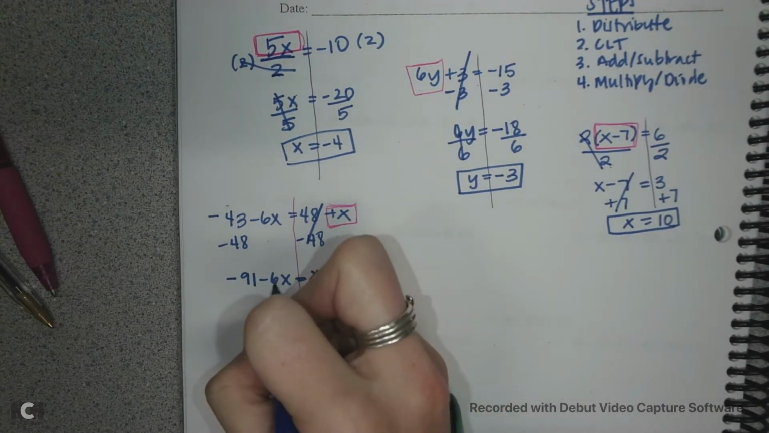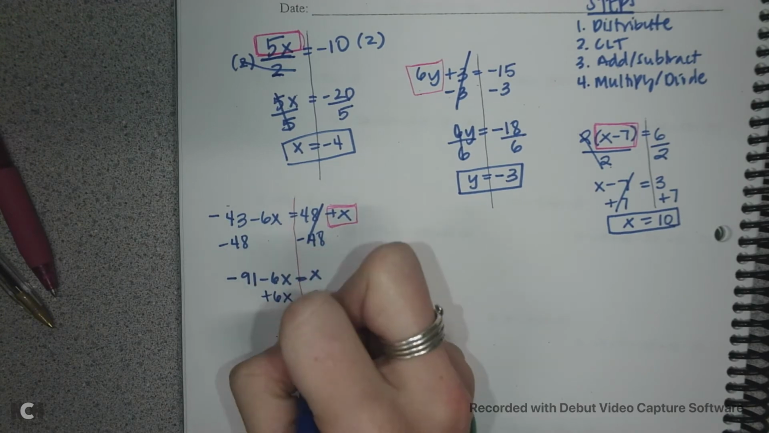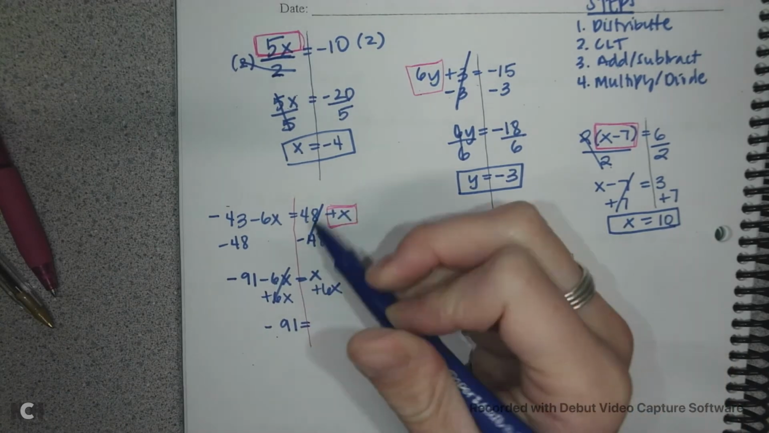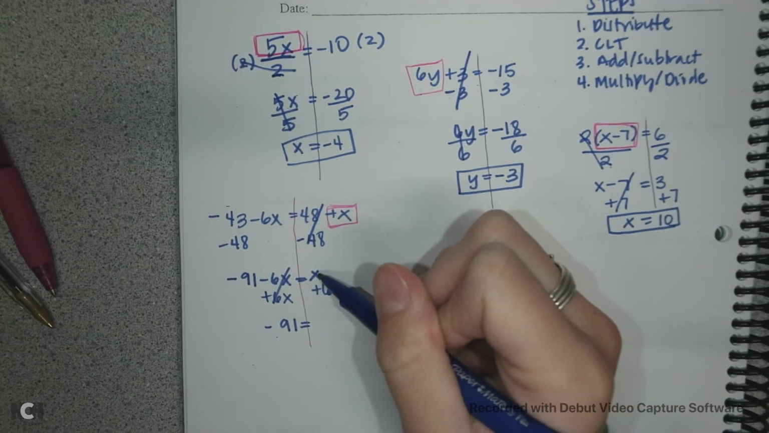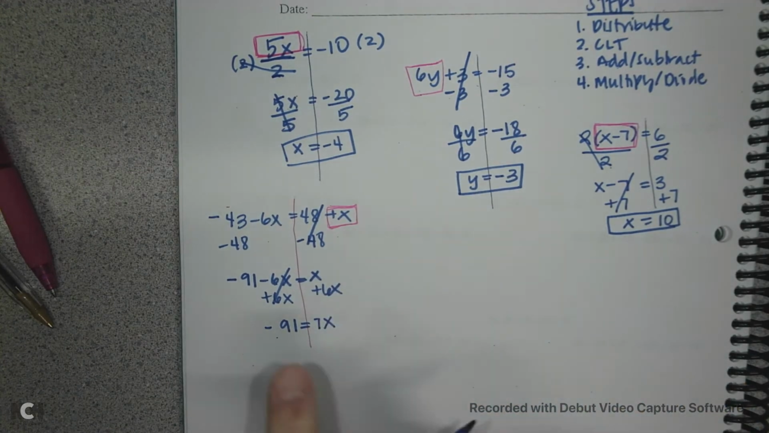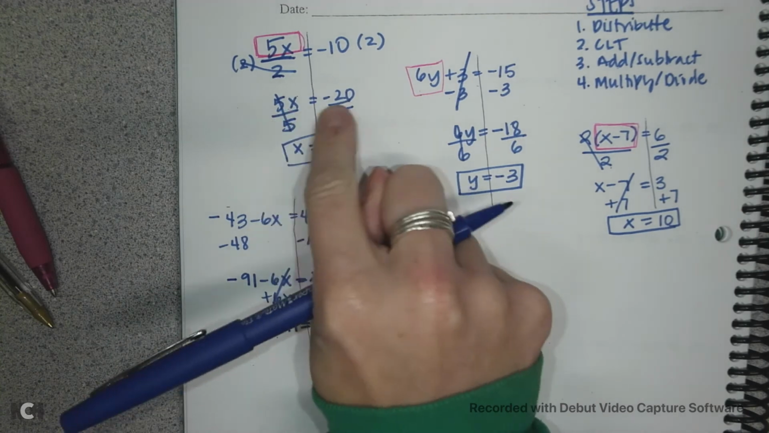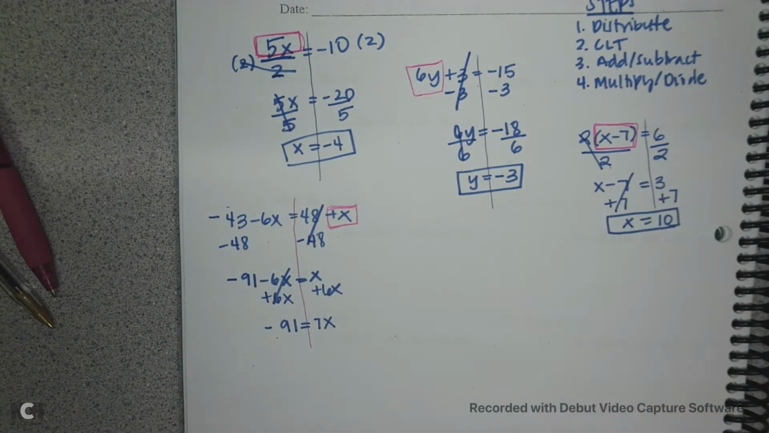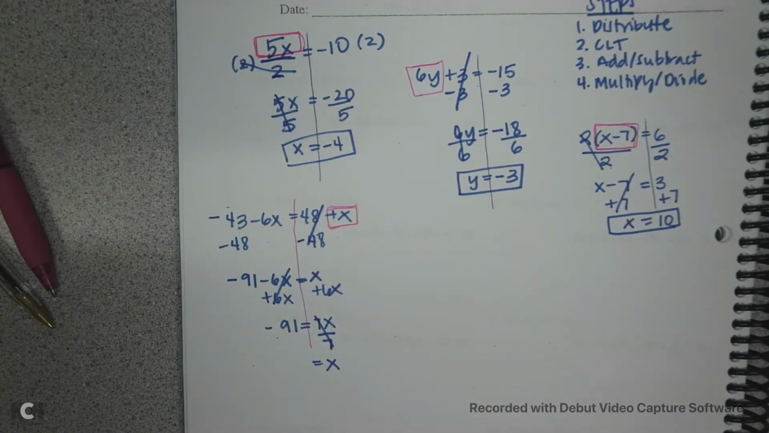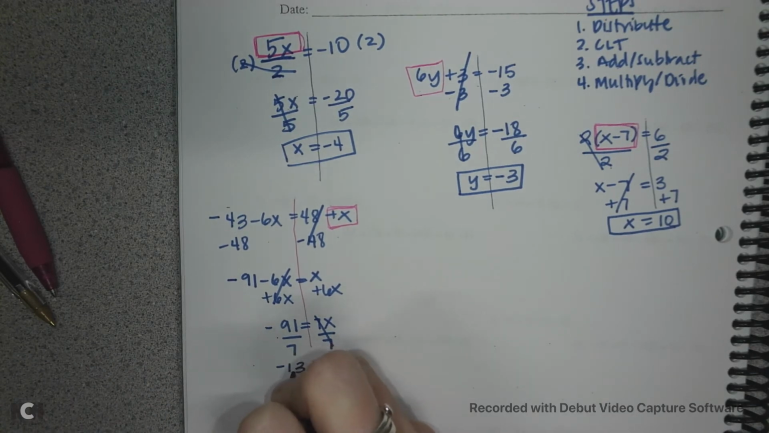So the opposite of minus 6x is add 6x. Those guys cancel, leaving negative 91. Now on the right-hand side, I have 6 x's and one more, which makes a total of 7 x's. Now this problem looks a lot similar to our cute little one-steppers we've done before, where we just have to do the opposite. So the opposite of multiply is divide. We want to get that variable all by itself, so we're going to divide. What we do to one side, we do to the other. And negative 91 divided by 7 is negative 13.